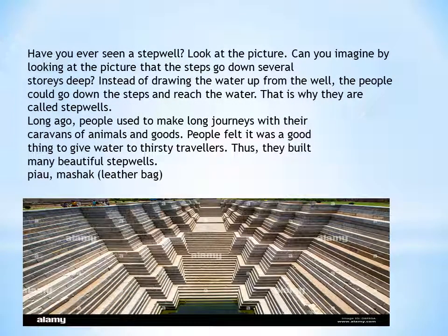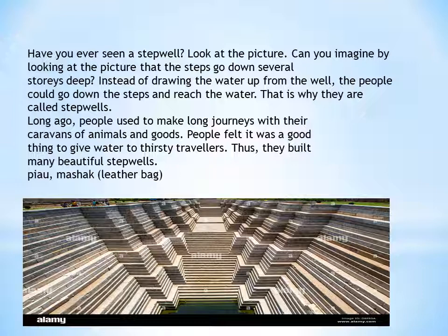Have you ever seen a stepwell? Look at the picture. Can you imagine by looking at the picture that the steps go down several stories deep? Instead of drawing the water up from the well, the people could go down the steps and reach the water. That is why they are called stepwells. Long ago, people used to make long journeys with caravans of animals. People felt it was a good thing to give water to thirsty travelers. Thus, they built many beautiful stepwells.